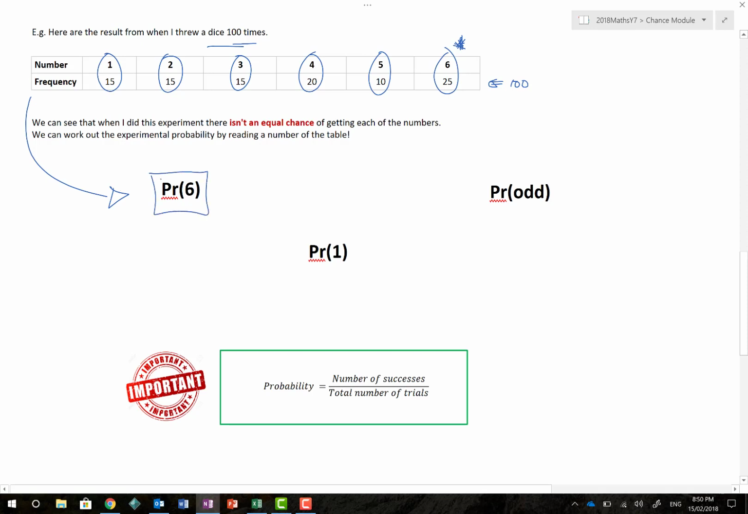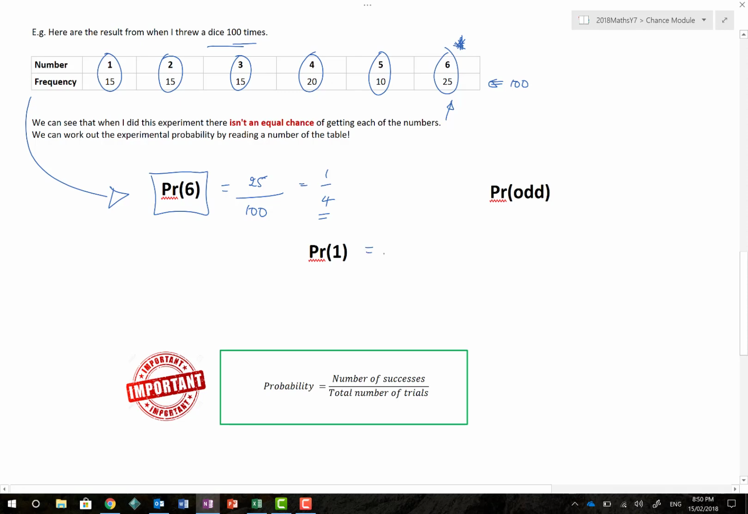What is the probability of getting a 6? Well, how many 6s did I get? I got 25. Out of how many times did I throw the dice? 100. And for those of you who are guns at this, we'll know then that that cancels down to 1/4.